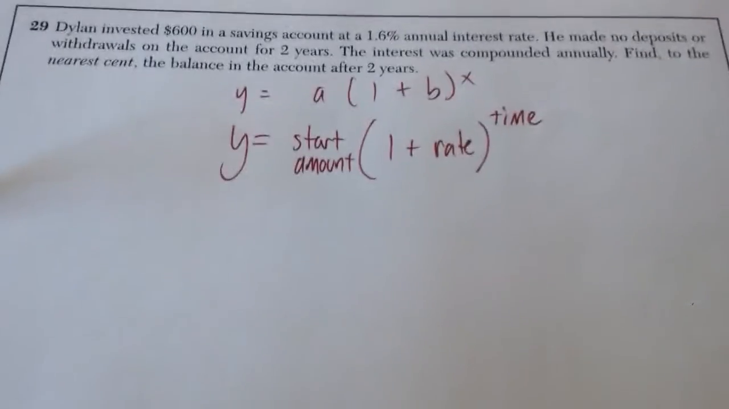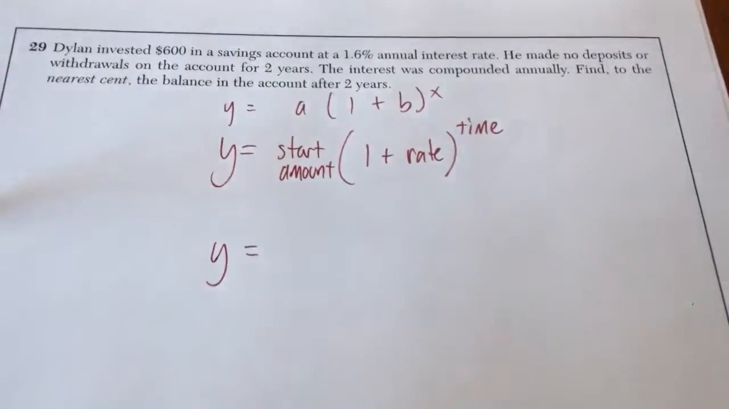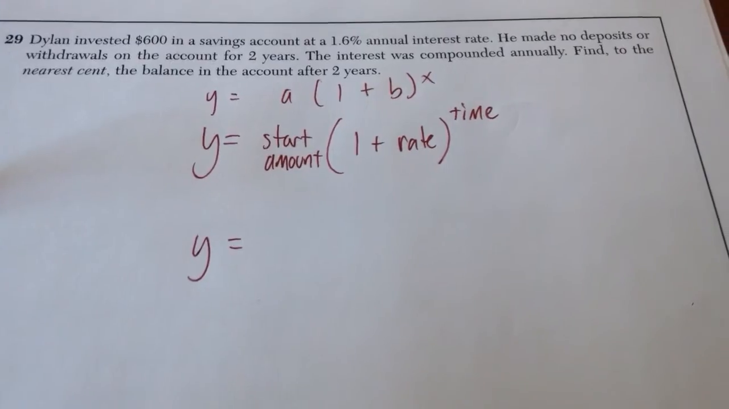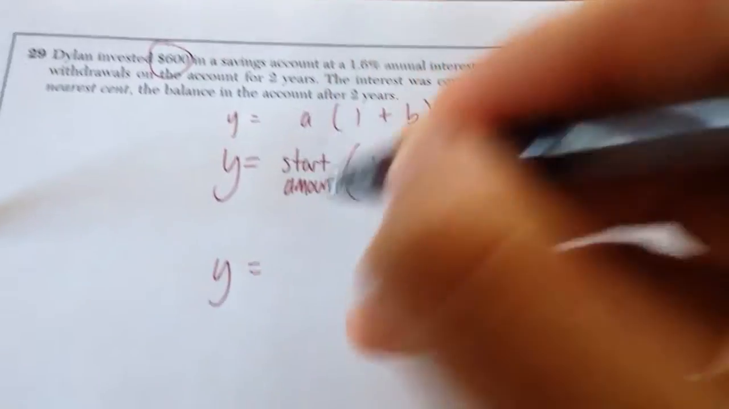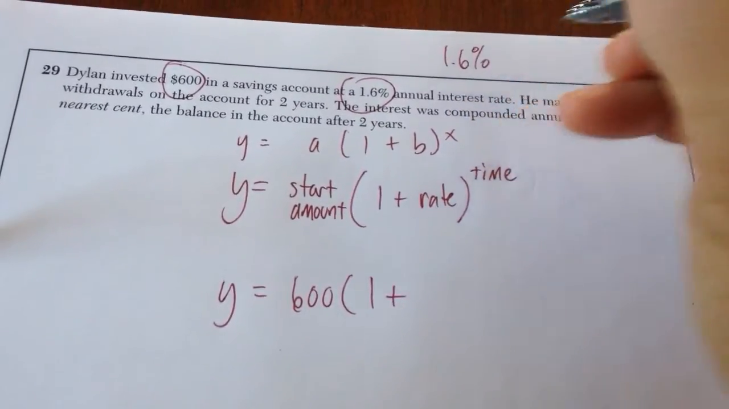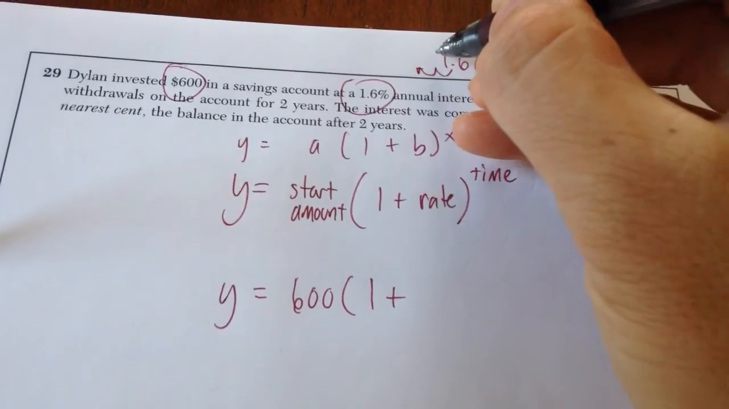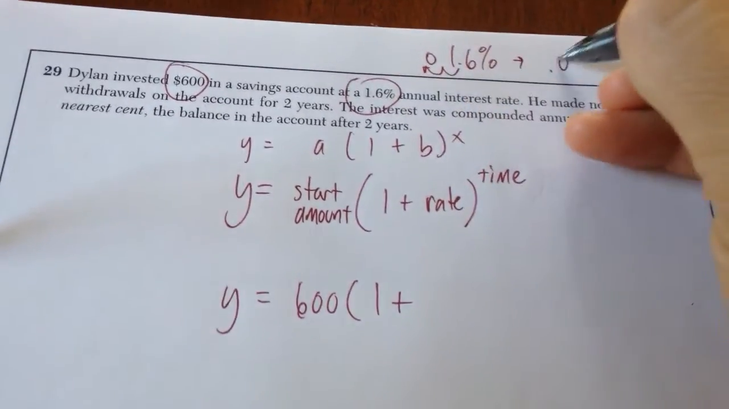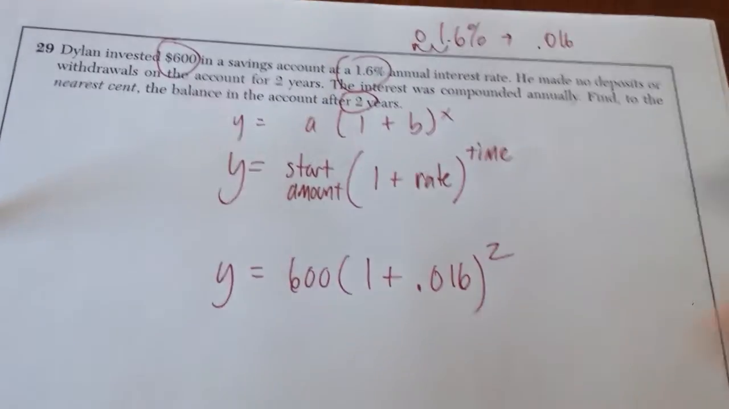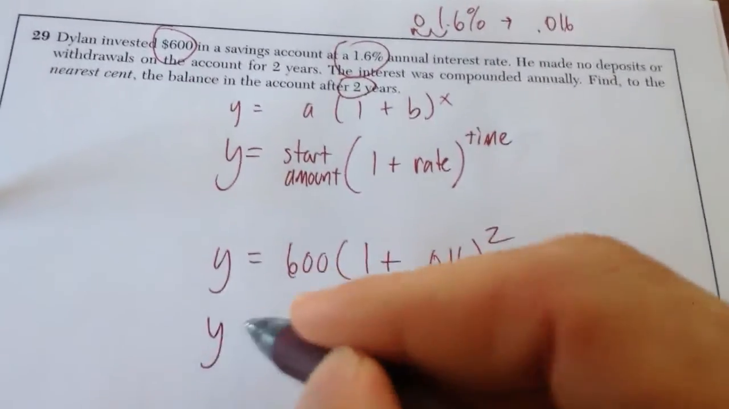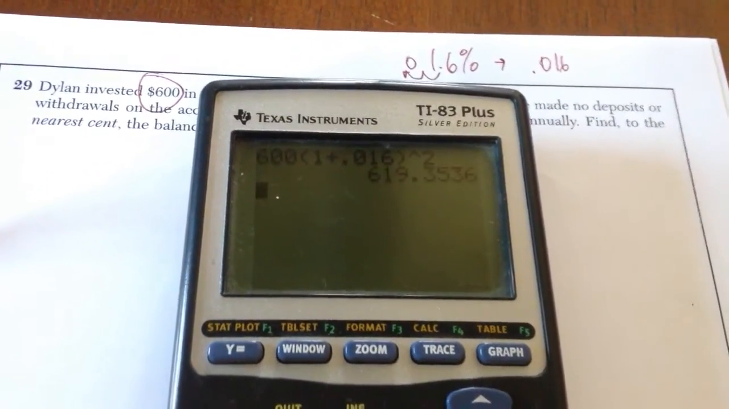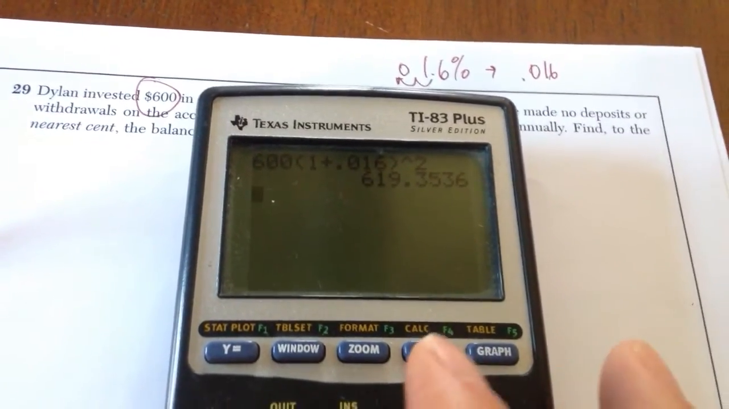For number 29, this is an exponential growth problem. A is our starting amount, B is our rate. The starting amount here is 600. We're going to do 1, and then our rate is 1.6. But 1.6% as a decimal, we have to go to the left 2 places. So it's 0.016, and they want it raised to the time, which is 2 years. So I'm just going to put this in my calculator. I'm going to type it in just like that. I'm going to hit enter, and we get $619.35.